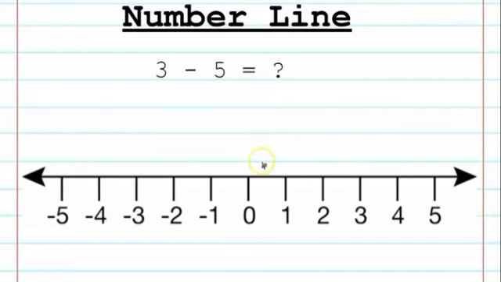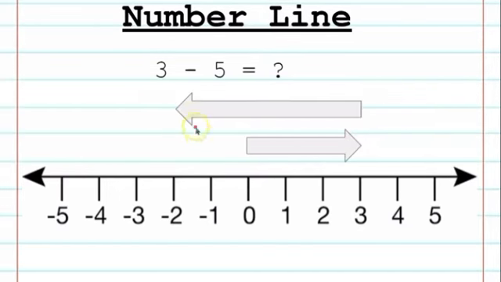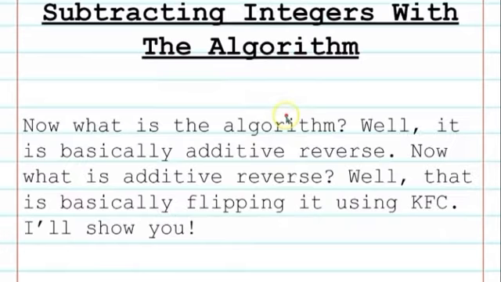3 minus 5 equals blank. So 3 to the right. And then you're going to go back over here to -2, which is your answer. Subtracting integers with the algorithm.